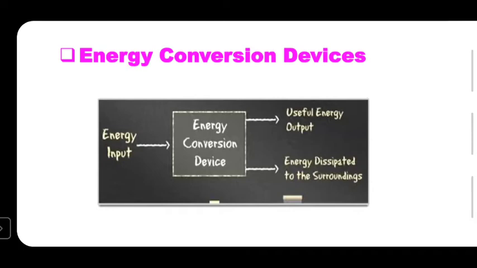This is one of the schematic diagrams for energy conversion devices, where the energy input is given, and some different process takes place, maybe the form of energy changes and the output may be different. For example, we are considering a water turbine, a hydraulic turbine. What is the energy input for the hydraulic turbine?